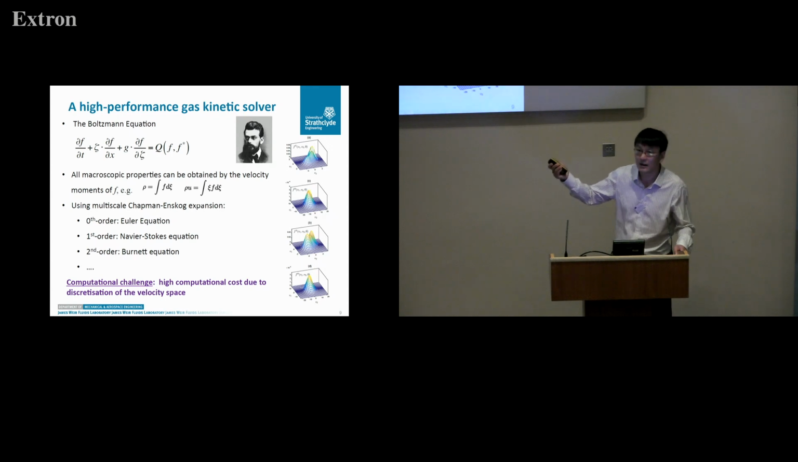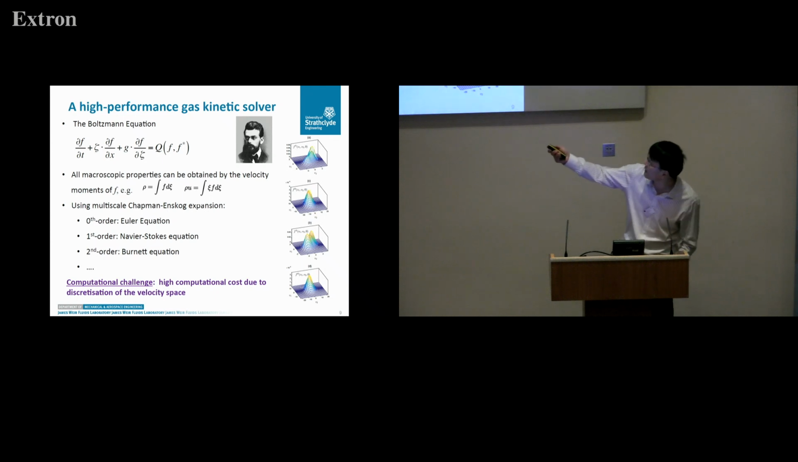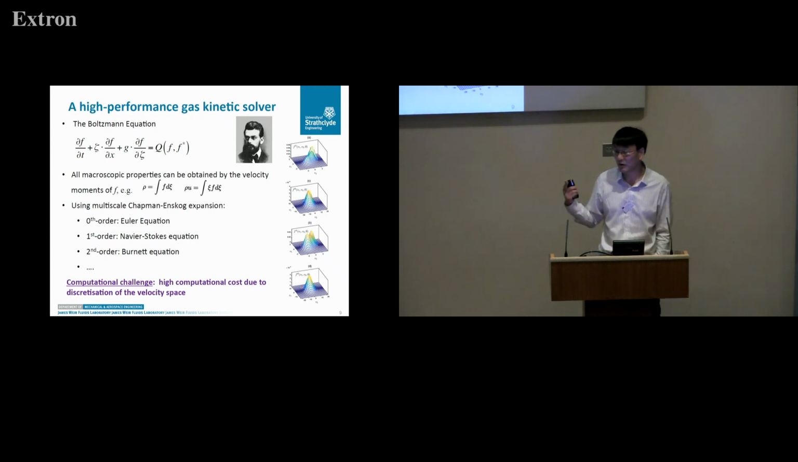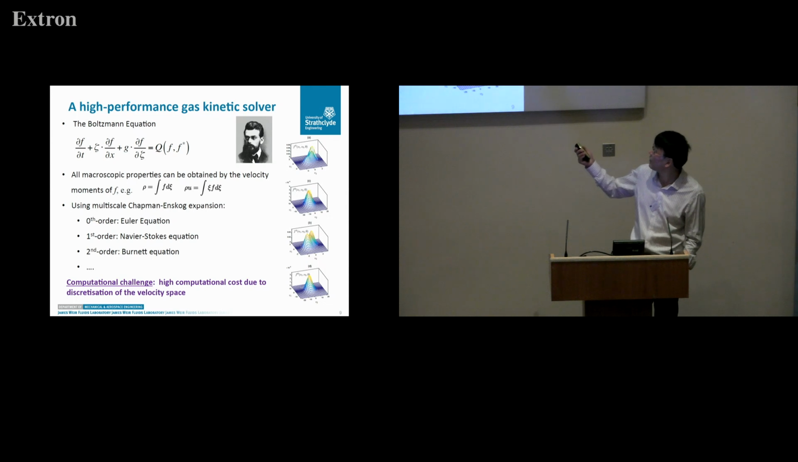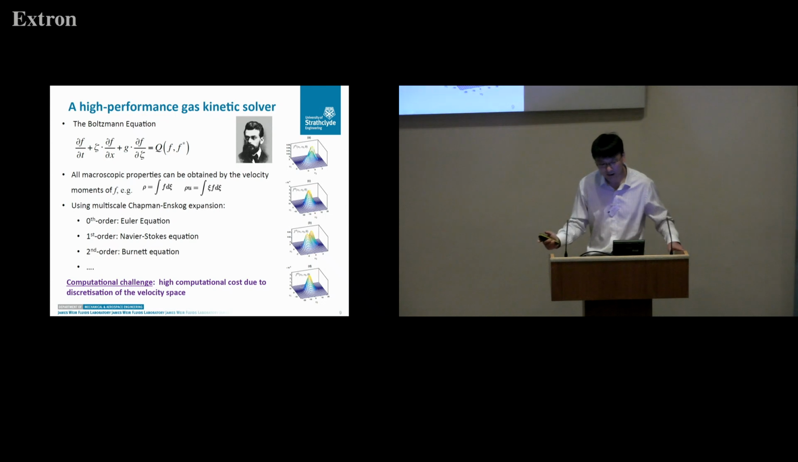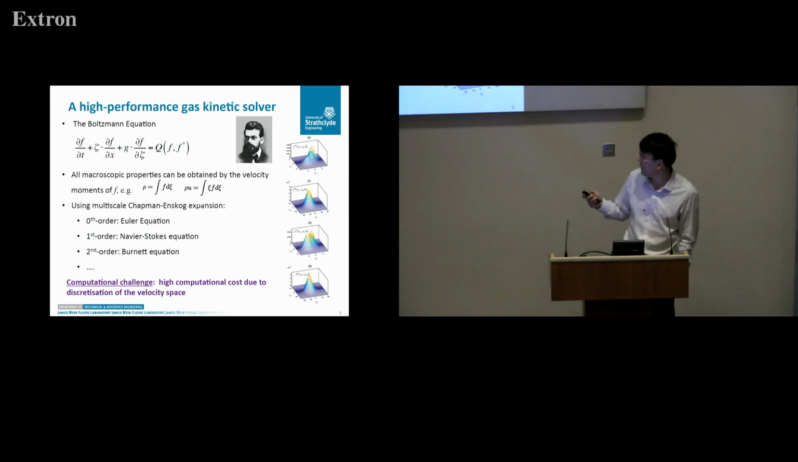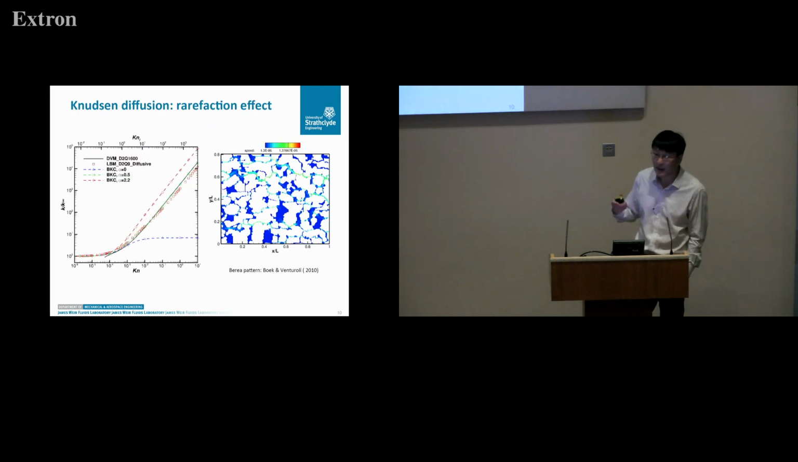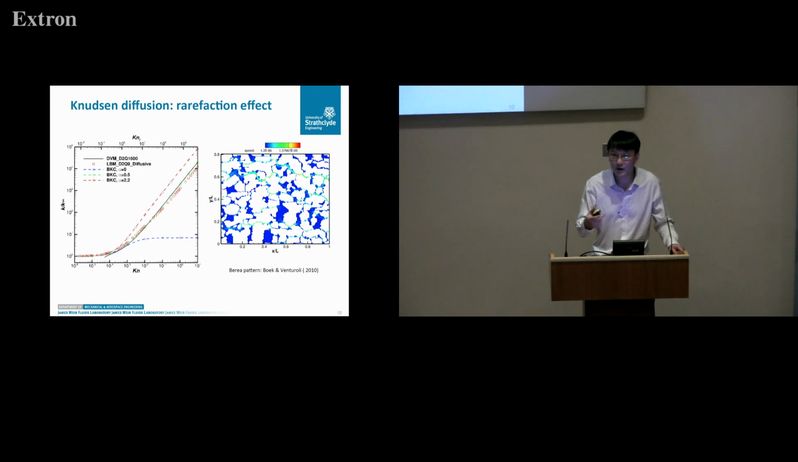Using a kinetic theory-based approach, the main difficulty is the computational cost, because F is a distribution function, which is a function of molecular velocity. Molecular velocity is three-dimensional, so you have to discretize in the velocity space in addition to physical space and the time domain. So the computation is very, very expensive. But at least this can give you proper consideration of the rarefaction effect.